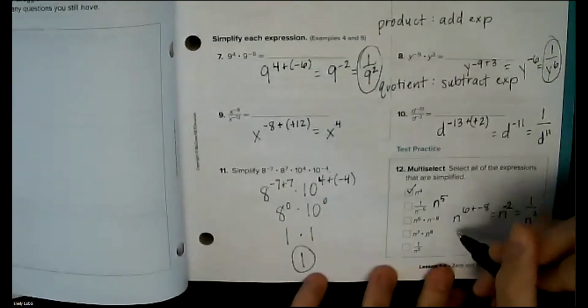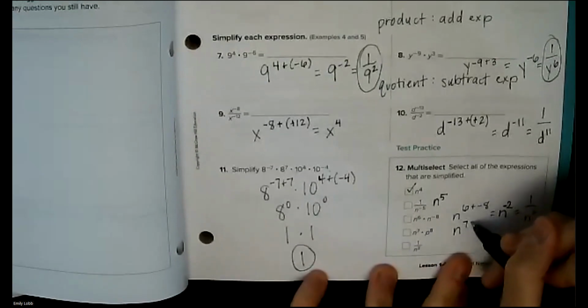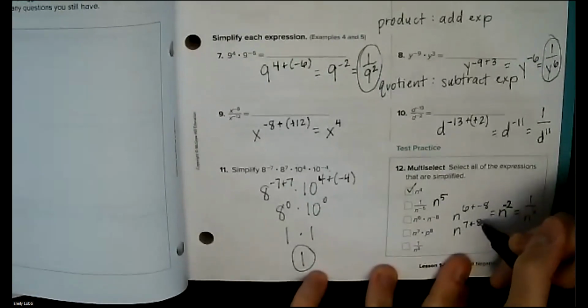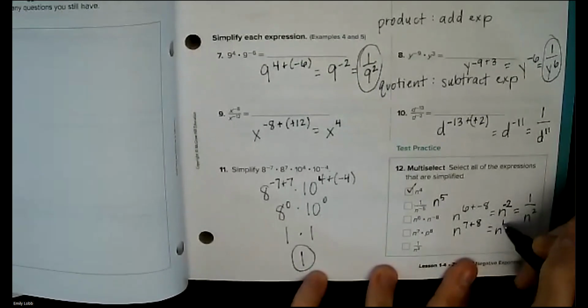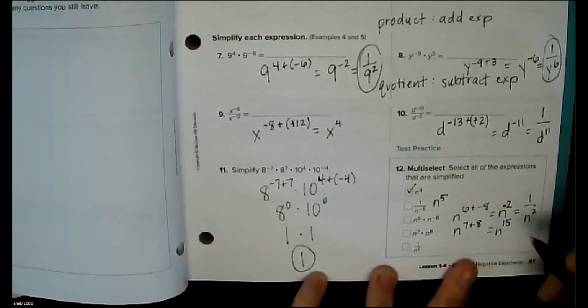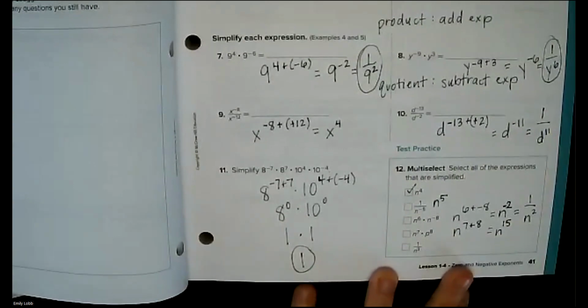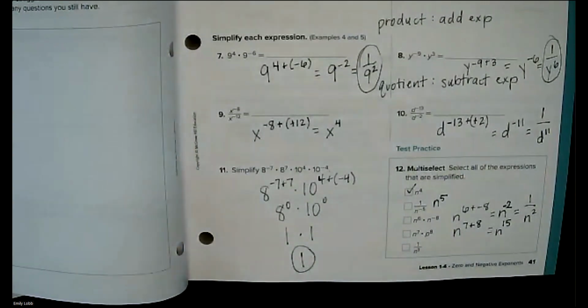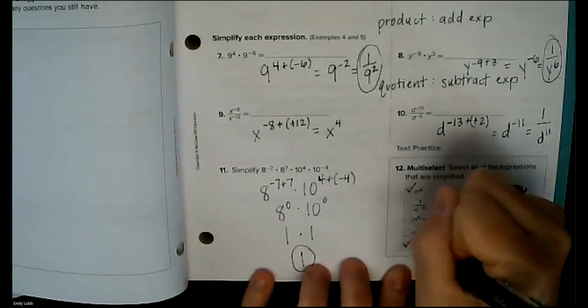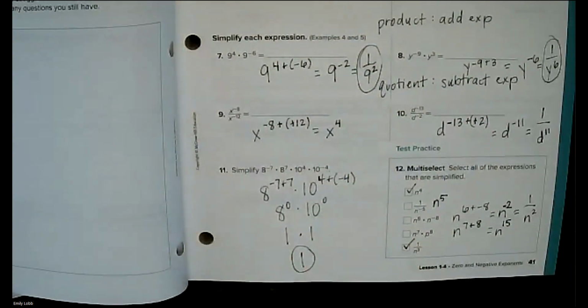This one's not simplified either, right? We would have to add our exponents because we have the same base. So this would be n to the 15. And 1 over n to the 3. That's as simplified as it gets, right? Yep. So just the first one and the last one there.